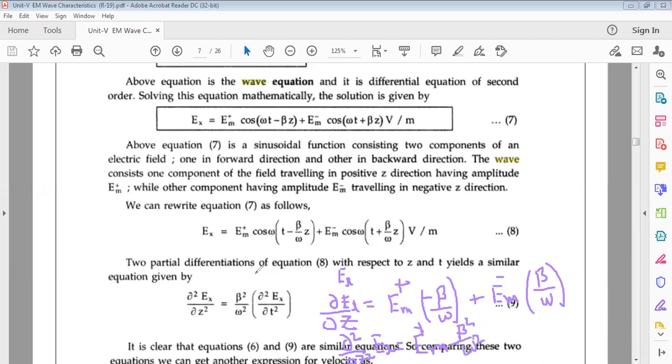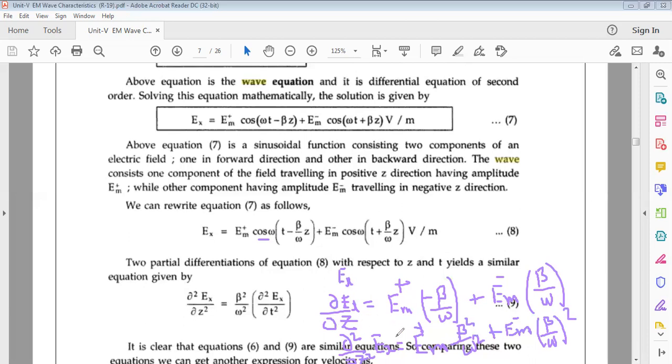Okay, my dear students. The same function again, one time we get the sine, second derivative it becomes again the cos, got it, plus Em minus. For the first derivative the cosine becomes a sine and the second derivative sine becomes a cosine. For the second derivative, the z coefficient is beta by omega. Already the beta by omega is in the first derivative. For the second derivative also, you get beta by omega, the square.